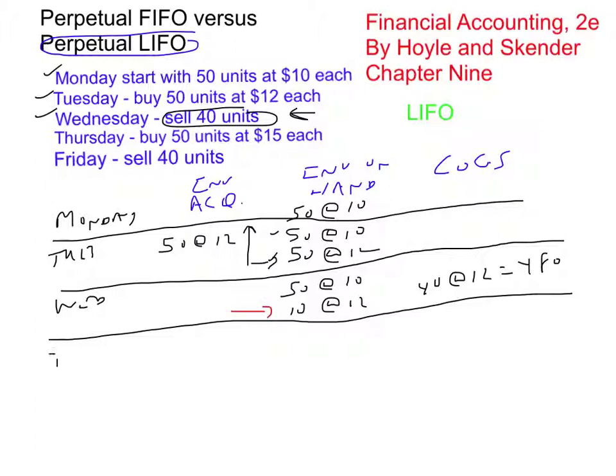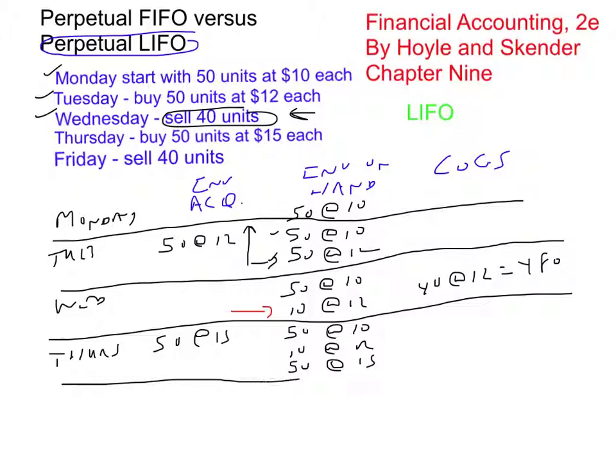We then go to Thursday, and as long as we're just buying inventory, nothing much changes. We have 50 at 15. So now we have 3 layers of inventory. We have 50 at 10, we have 10 at 12, and then we have the final 50 we just bought at 15. And that comes to the last day of our problem. On Friday, we sell 40 more. It's always the day you sell them that's important.